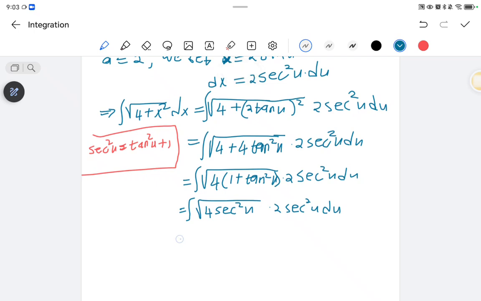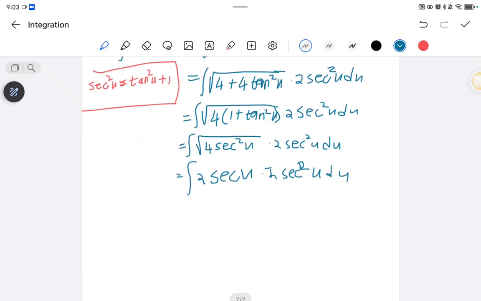Here we're going to get the integral. If I apply the root here, I get 2 sec u, because the square goes, times 2 sec squared u du. We take out the 4 outside as a constant. This will be sec to the power 3 of u du.